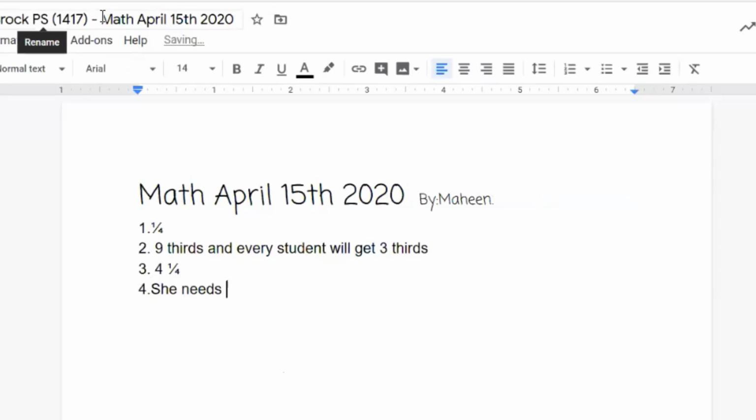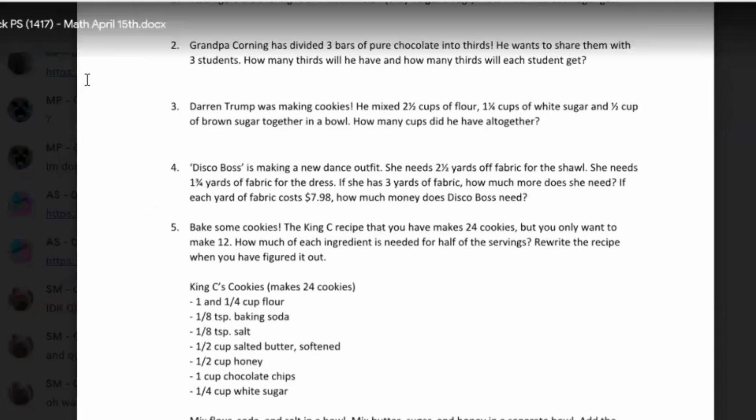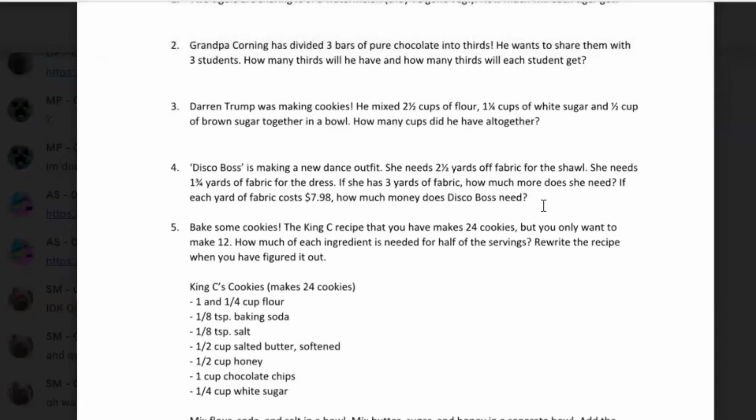She needs 1 and 1/4 more. So that was part A. Now we're going to do part B of it. I'm going to go back for part B, and it says if each yard of fabric costs $7.98, how much does Disco Boss need?